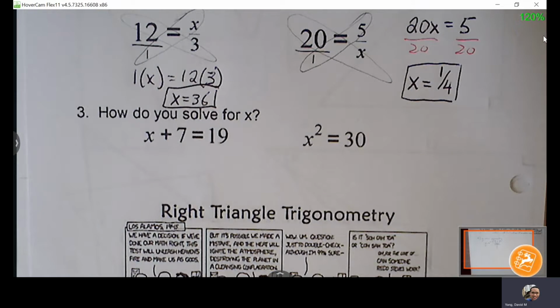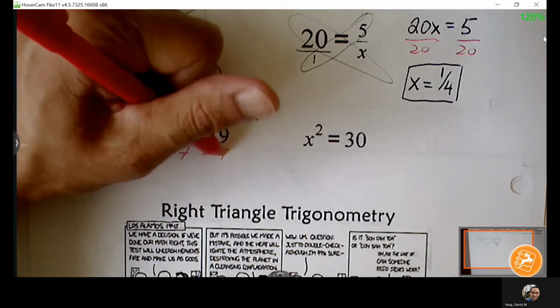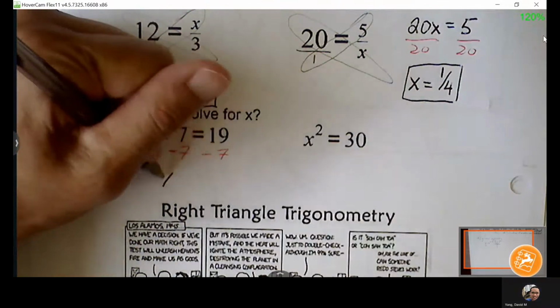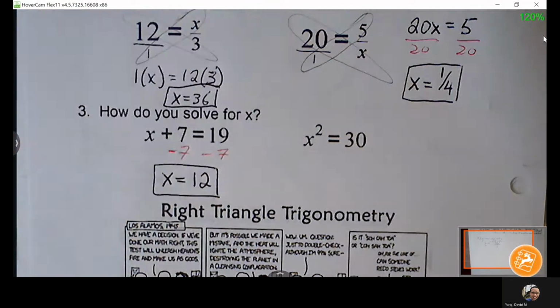Any questions so far? All right, how do we solve for x? x plus 7 equals 19. That's easy. Subtract 7 from both sides. Second one here, x squared equals 30. Well, the x is already by itself, but we want to get that x squared down to x. So the way that we can get rid of that squared is we can take the square root of both sides.